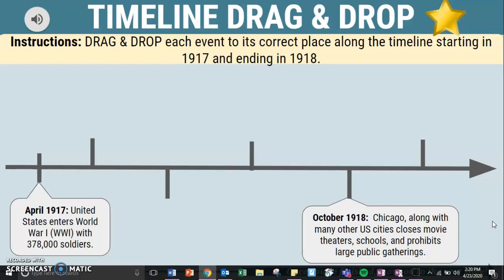Next, you have a timeline drag and drop. You have a series of different events that happened in 1917 and 1918. We'd like you to put them in chronological order on this timeline. You need to look at the month and the year to make sure that you've put those in the correct order.